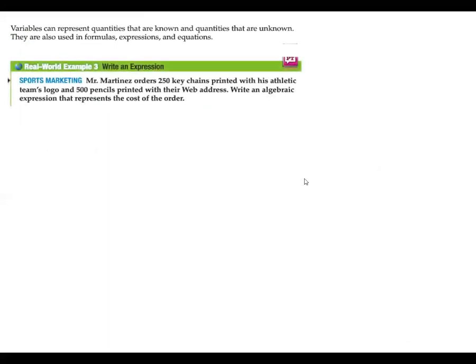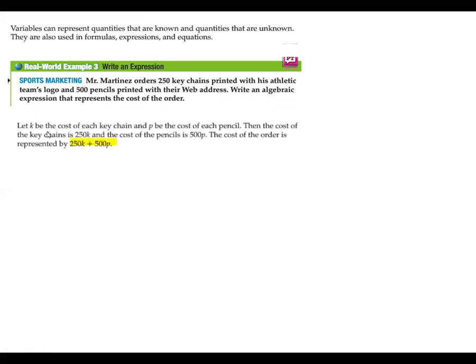Variables can represent quantities that are known and quantities that are unknown. They are also used in formulas, expressions, and equations. So here's a real-world example. Mr. Martinez orders 250 keychains printed with his athletic team's logo and 500 pencils printed with their web address. Write an algebraic expression that represents the cost of the order. Question: Do you know how much each keychain costs and each pencil costs? No, you don't. So variables can be used to represent the amount that each keychain costs, and pencil.